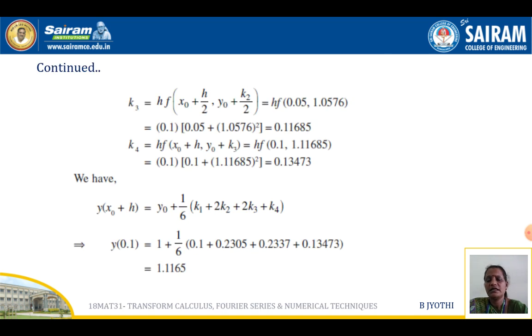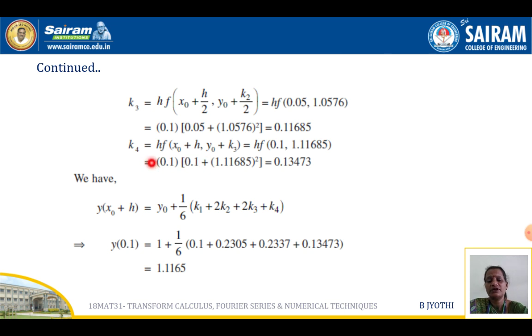Next, the k3 value is found by using the formula h f(x0 + h/2, y0 + k2/2), which is h f(0.05, 1.0576). On substituting x as 0.05 and y as 1.0576 whole squared, we get on simplification 0.11685.